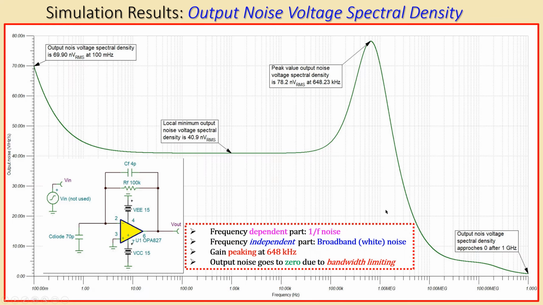So in summary we can see the following: frequency dependent, which is in this part, 1/f noise. Frequency independent in this part, which is then the broadband or white noise region. We have gain peaking here. That is actually due to the feedback capacitor. So if you increase that, you can decrease this peak. So that's also all determined by this feedback capacitor. And the output noise goes to 0 due to the bandwidth limiting of your circuit. That's actually due to the cutoff frequency of your circuit here.